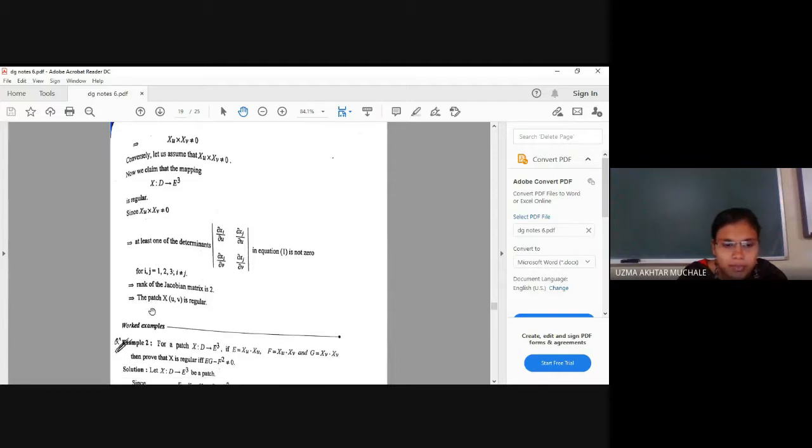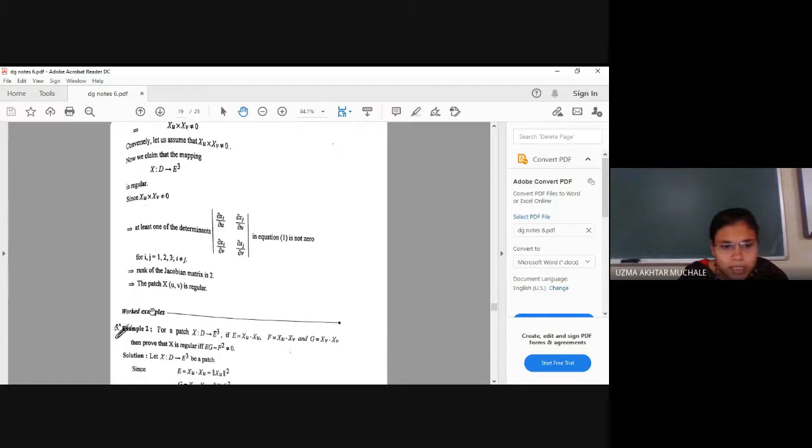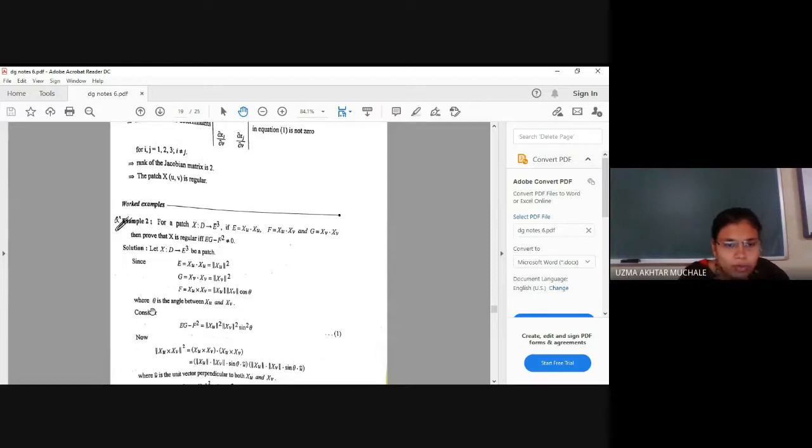And hence we can say, if the rank of the Jacobian matrix is 2, by the definition that we have seen initially in the first lecture, when we started our third chapter, we can say the patch X(u,v) is regular, or we can say the mapping X is regular. If the rank of the Jacobian matrix is equal to 2, by definition we can say the mapping X is a regular mapping. Okay, now let us go with one example.